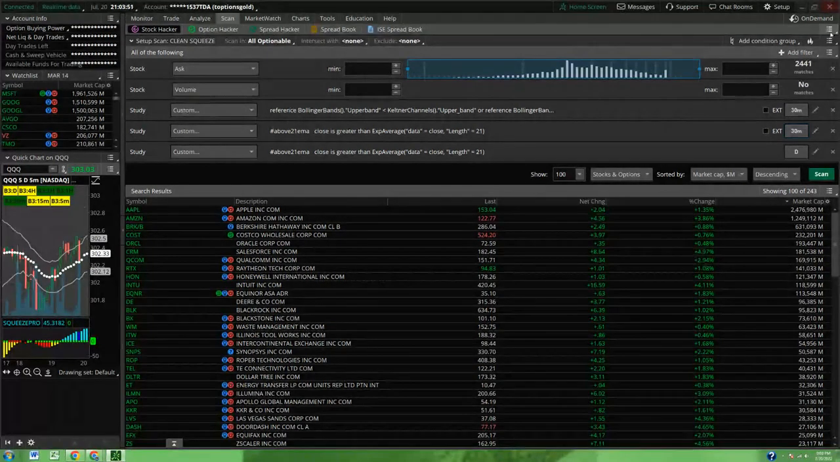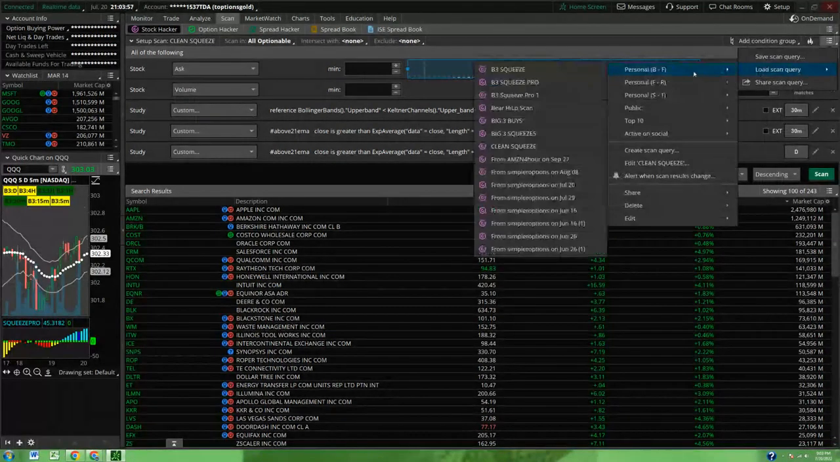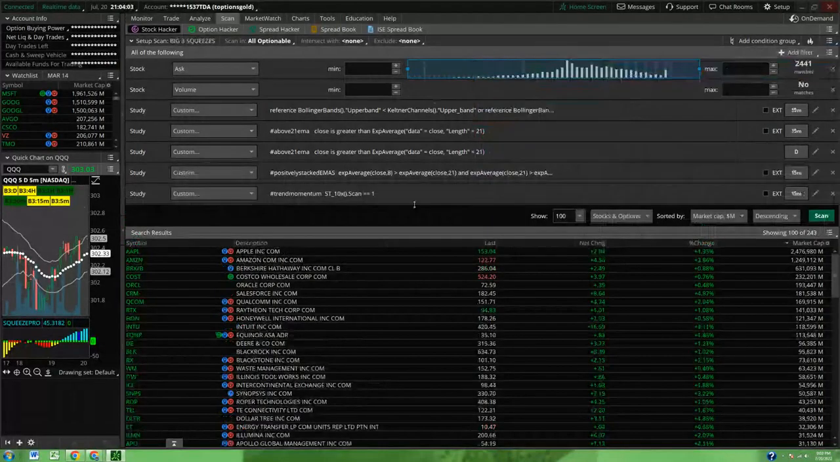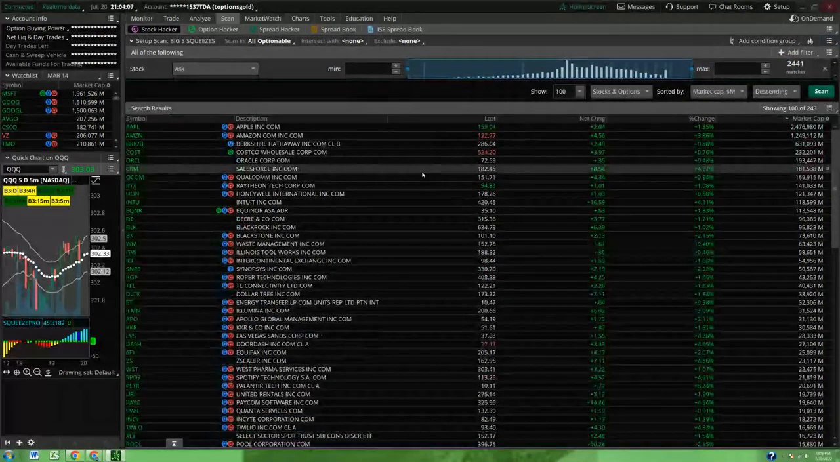But the real star of the show, guys, is the big 3 squeeze scan. So let me load that up here. I freaking love this thing. It's nuts. All right, big 3 squeezes. Where are you? All right, let me hide some of the ingredients here. But this is my job now.